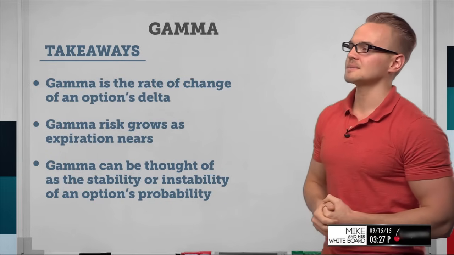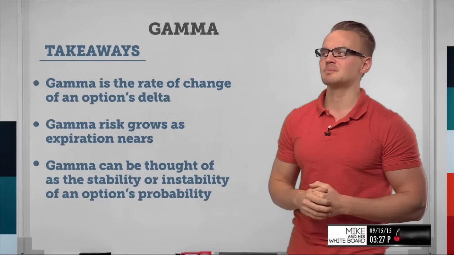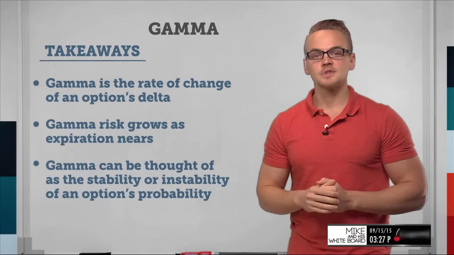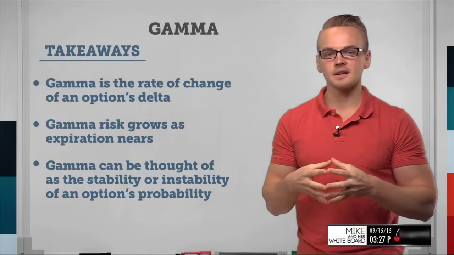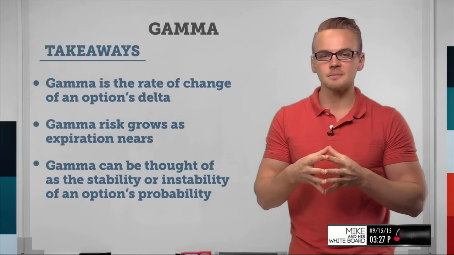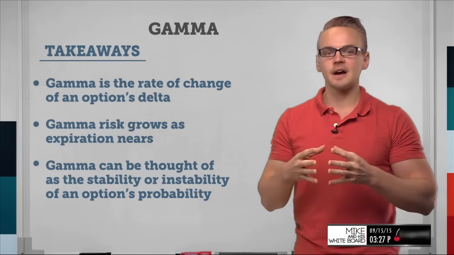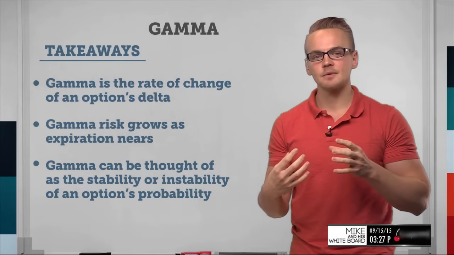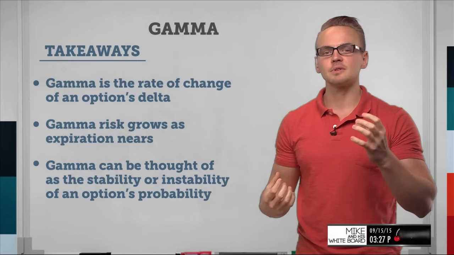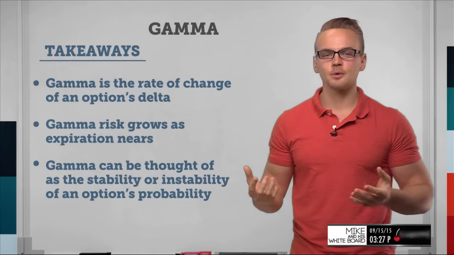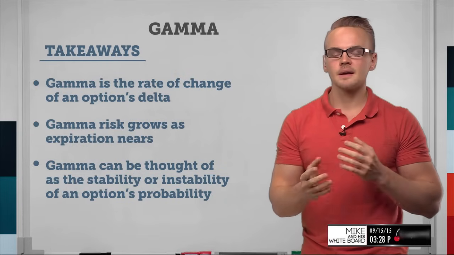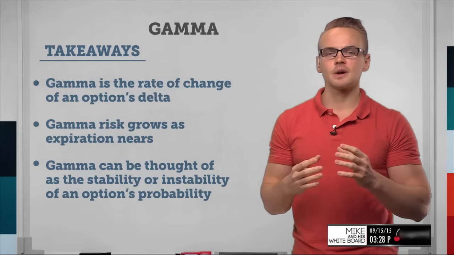And last but not least, gamma can be thought of as the stability or instability of an option's probability. So we know that delta can be thought of as the probability of being in the money. So if I know that gamma is the rate of change of delta, if I've got low gamma risk, then that would give me a pretty stable delta. So if I'm looking at a 45-day till expiration trade and the stock's going up and down a point, it really shouldn't affect my option price too much.